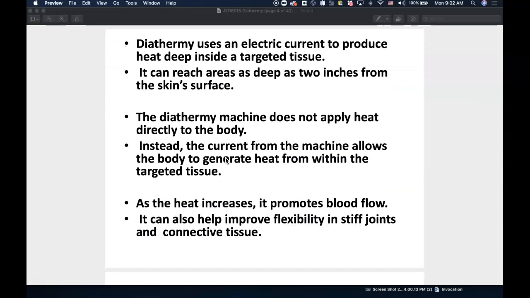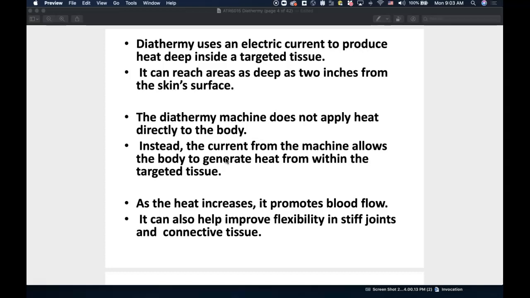The other thing that we know about diathermy is that it's using an electrical current, and that electrical current, believe it or not, produces heat deep inside of the targeted tissue. And we would call this the process of conversion, right? In ultrasound, it was the ultrasonic energy being converted into thermal energy, right? And in diathermy's case, it's an electrical current being converted into thermal energy, right? We know diathermy can reach areas as deep as 2 inches from the skin surface, so certainly capable of getting down to the muscular layer. And what do we know about the diathermy machine itself? It does not apply heat directly to the body. It's indirectly through the process of conversion.